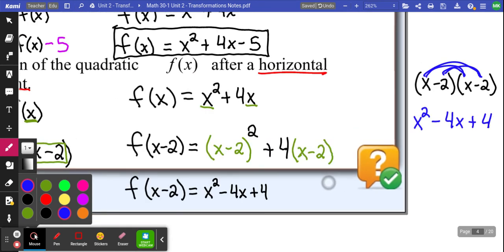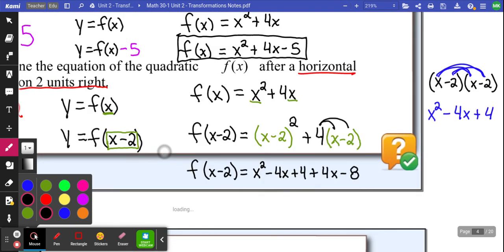And then you would also multiply in that 4. So this 4 would come in the brackets, to be plus 4x minus 8. Then collect your like terms. This thing now, after a horizontal translation, would be x squared minus 4. Collect like terms, right? So the negative 4x and positive 4x would cancel out. And then 4 minus 8 would be negative 4.